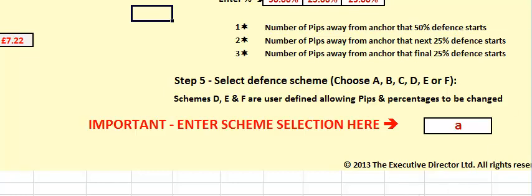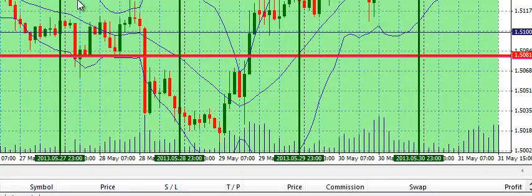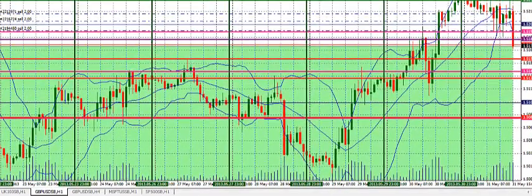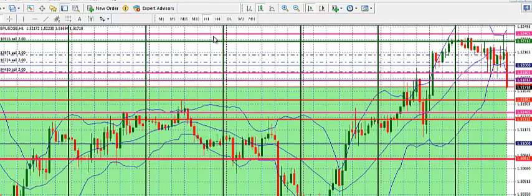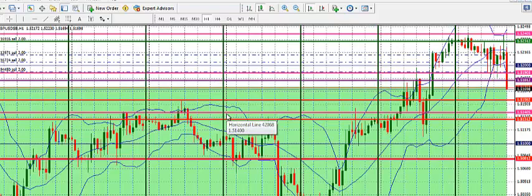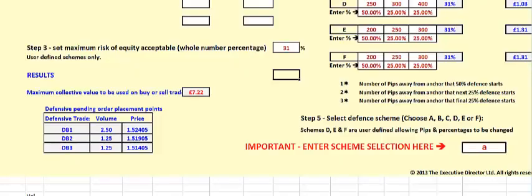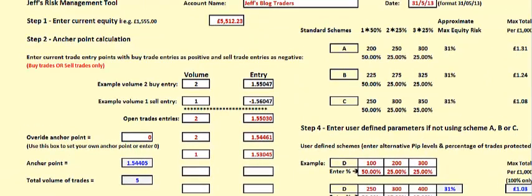If I switch for a moment to the trading screen, I've actually input these three figures, three lines already, and you can see that we have three purple lines, 1, 2 and 3 on the screen. They represent the first, second and third lines of defense. You can see that all of those trades are actually currently in profit, which is also very good news. So going back, that's on the standard scheme A.